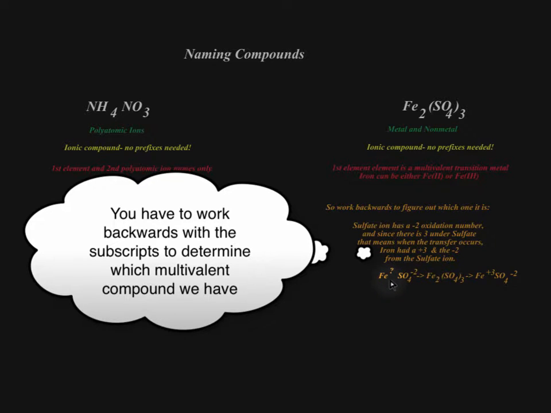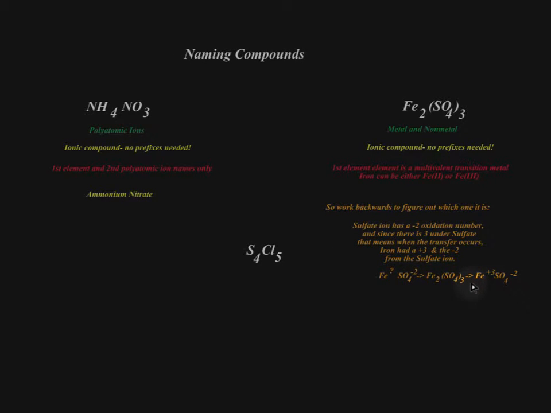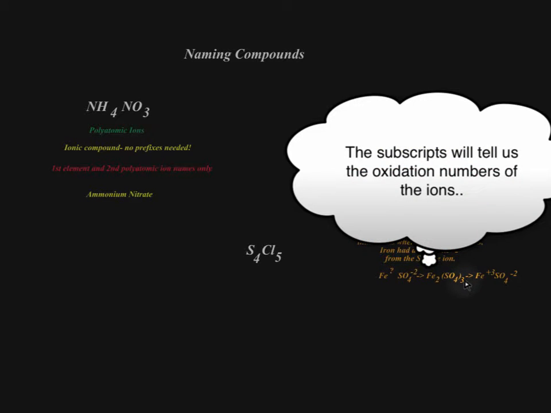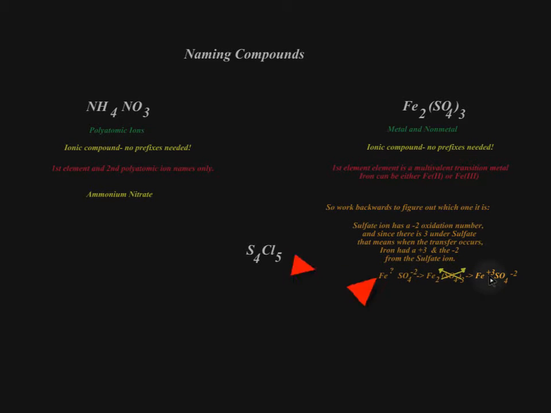So here we've got iron with an unknown charge, sulfate with the -2 oxidation number. We're going to transfer down. So the way we get our iron multivalent charge, whether 2 or 3, is we work backwards. And we bring these subscripts up as their oxidation numbers, and we see the iron is a +3. As a result, we get iron(III) sulfate.